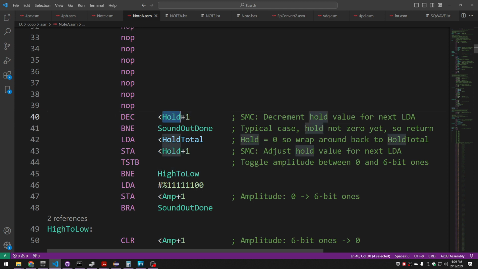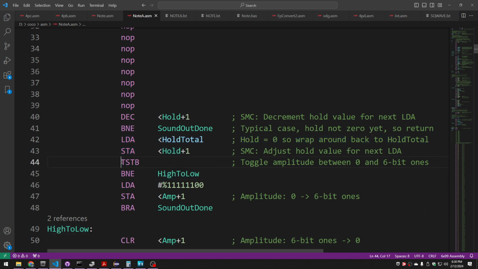So small hold values equate to higher frequency notes, and large hold values would relate to low frequency notes. So once the hold goes down to 0, this code resets it back up to the original hold amount, and then we oscillate right here.